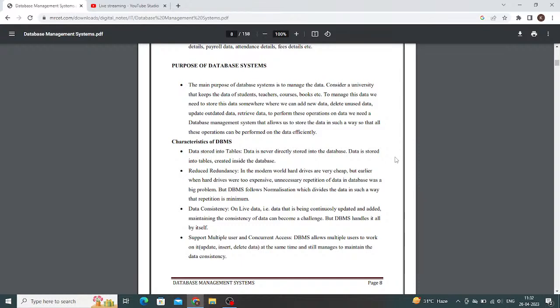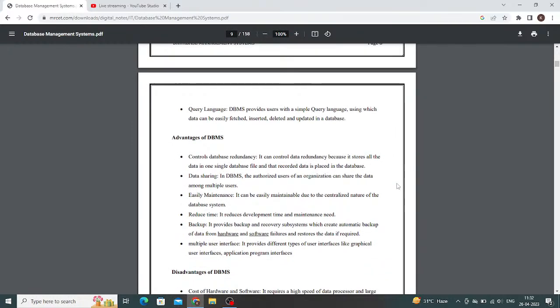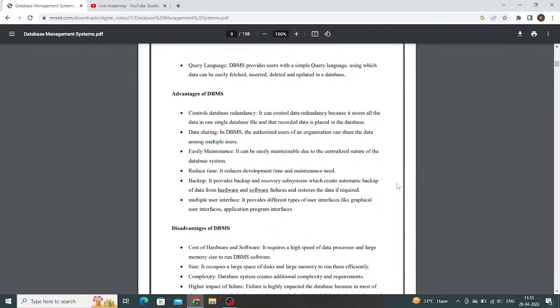Data consistency: on live data, data that is being continuously updated and added, maintaining the consistency of data can become a challenge, but DBMS handles it all by itself. Okay. Supporting multiple users and concurrent access: DBMS allows multiple users to work on it at the same time and still manages to maintain the data consistency. Query language: DBMS provides the user with a simple query language using which data can be easily fetched, inserted, deleted and updated in a database. Okay.